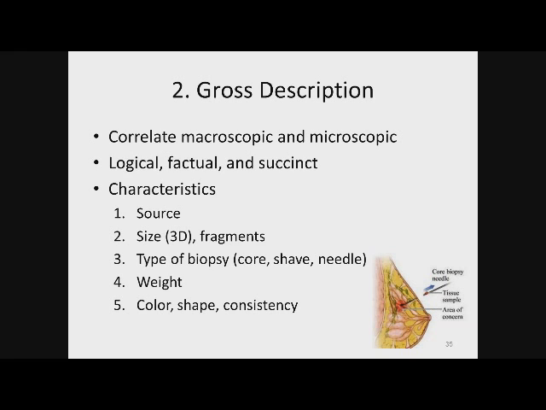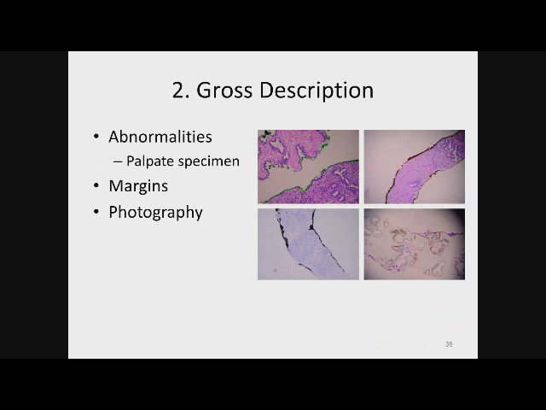Characteristics include what the source tissue is, the size of the components, if there are different fragments, the type of biopsy that was obtained, the weight of the specimen, and color, shape, and consistency as well. And these are things that the pathologist cannot see in the 2-dimensional slide. Any abnormalities should be noted. Oftentimes, especially with things like radical mastectomy, by palpating the specimen, the person grossing can find sentinel lymph nodes, things that might not be readily apparent just by looking at the specimen.